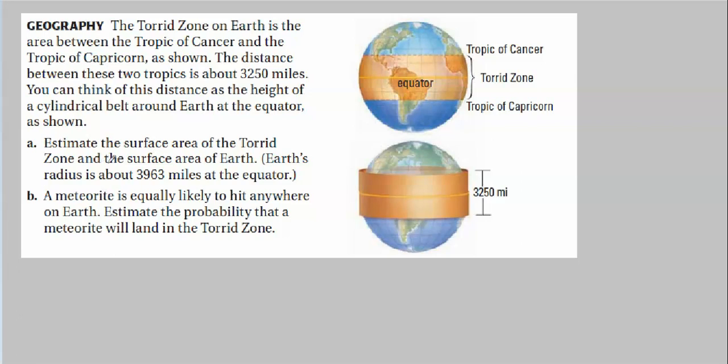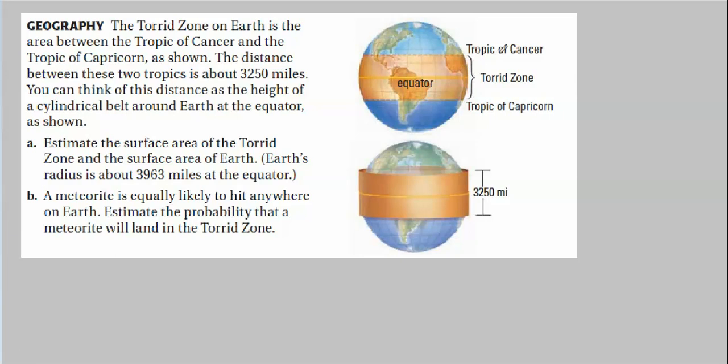Okay, there it is right there. And what they want to know is, what's the surface area of this band, which apparently is centered at the equator, is 3,250 miles wide, and has a radius of 3,963 miles. You could call this the Mike Jones zone if you wanted to. I don't see what difference it would make. It's the numbers that matter here.